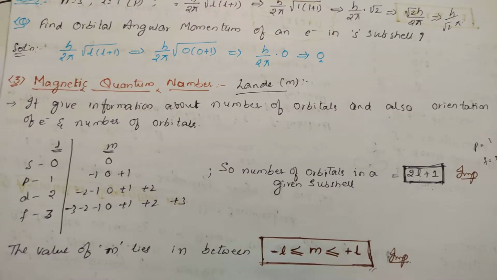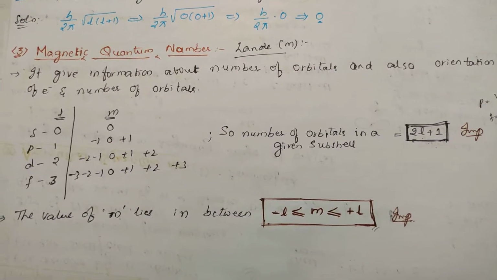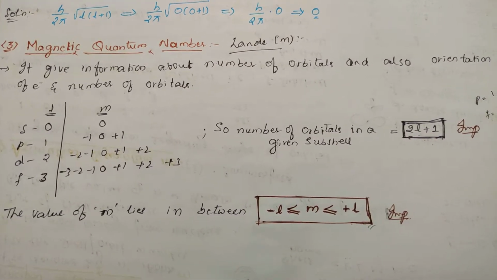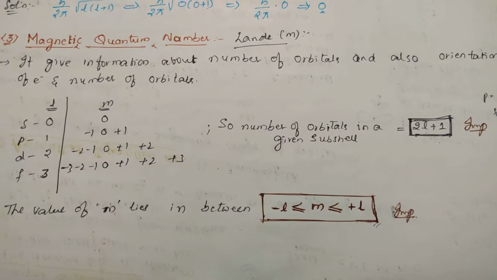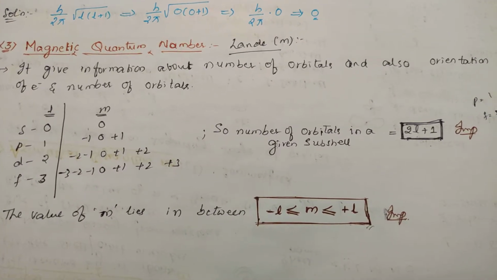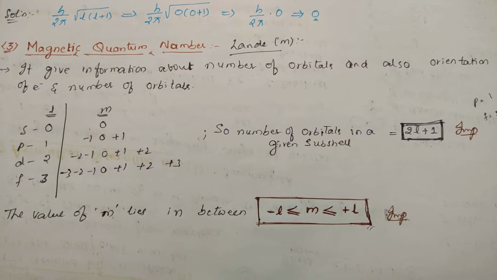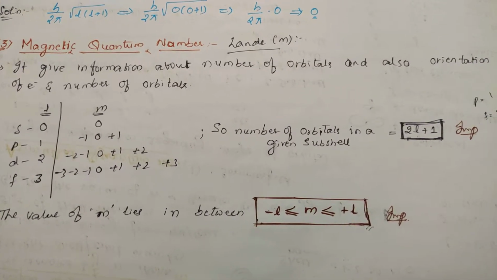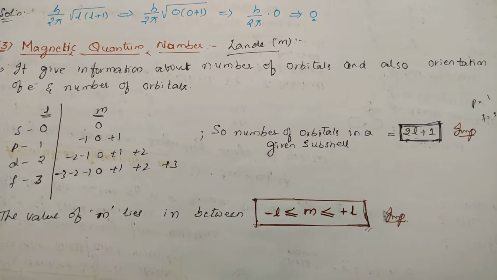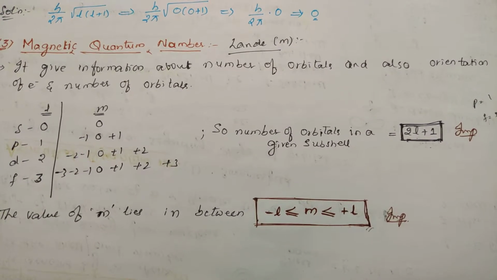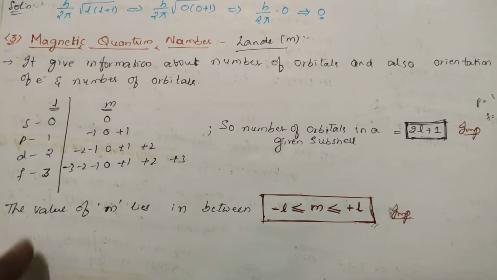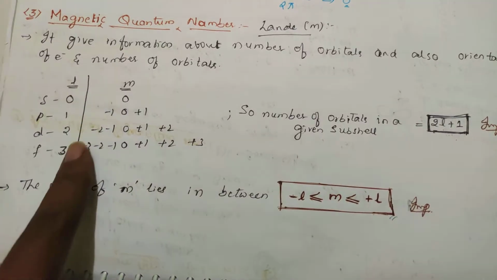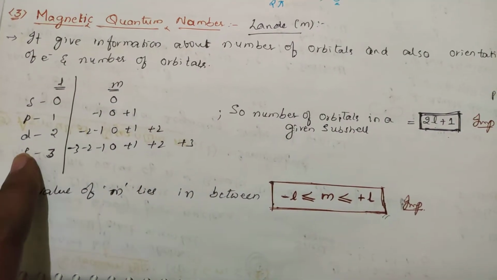The next quantum number is the magnetic quantum number. It is indicated with the symbol small m, and it was proposed by Mr. Lande. It gives information regarding the number of orbitals and the orientation of the electron. Suppose L value is equal to 0, it is s; L value is equal to 1, it is p; L value is equal to 2, it is d; and L value is equal to 3, it is f.